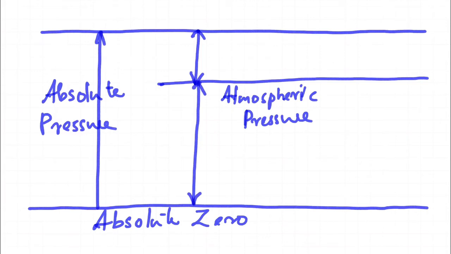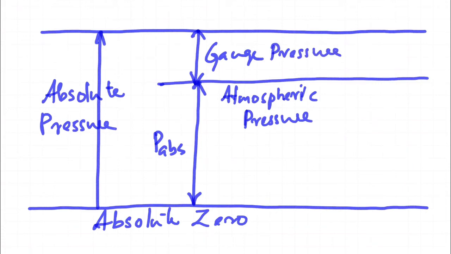So the second line, or the middle line, is the atmospheric pressure, and the top line is a pressure higher than the atmospheric pressure. So when you measure that top line, or the pressure corresponding to the top line, from the atmospheric pressure, it's called gauge pressure. And when you measure it from absolute zero, it's called absolute pressure.